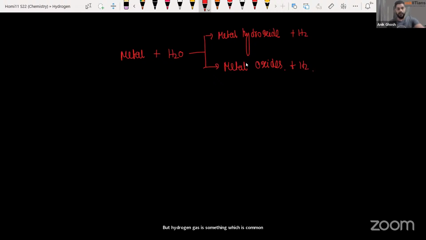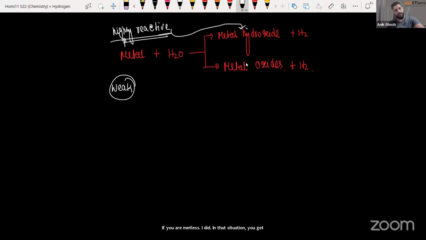But now, guys, when do you get hydroxide and when do you get oxide? If your metal is highly reactive, in that situation, you get metal hydroxides. But if your metal is weak or not strong enough, in that situation, you get metal oxides. Now, there comes the question: how do I know whether my metal is strong or weak?